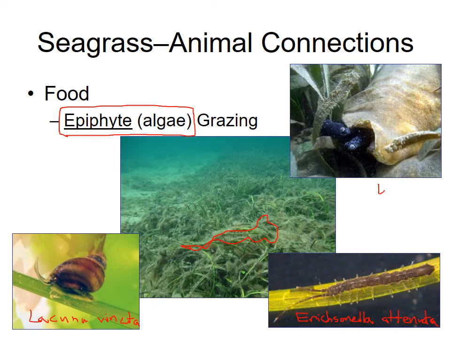And this is a queen conch. It is a tropical grazer that will eat a variety of materials, but it prefers the algal scum on the blades over the blades themselves. And it's much bigger than most of these epiphyte grazers, but it does tend to prefer to eat epiphytes.